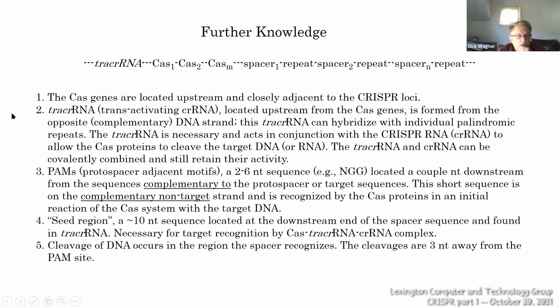In addition, there is what's called a tracrRNA. Tracr, again, is another acronym, for trans-activating CRISPR RNA. This is located upstream from the Cas genes, as I've shown here. The tracrRNA comes from the complementary DNA strand from which the phage DNA was located. And that tracrRNA can hybridize by hydrogen bonds with individual palindromic repeats, remember, that occur here. So this is a tracr, which can hybridize with that. And it's upstream from the Cas proteins.